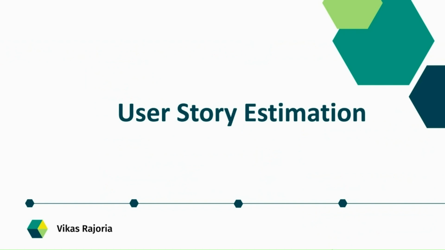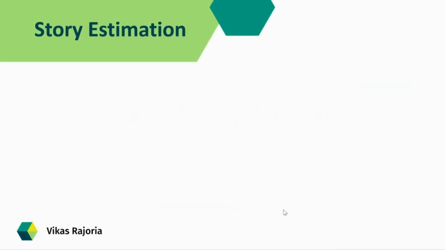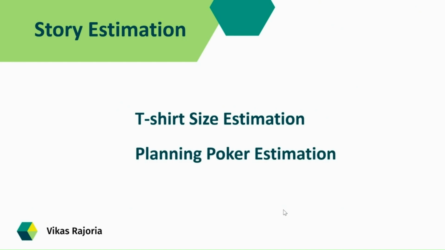Next is the story estimation. Now we need to estimate each story of the backlog and give story point to the each of them with the help of development team. The story point estimation can be done either by t-shirt size estimation or planning poker estimation techniques.